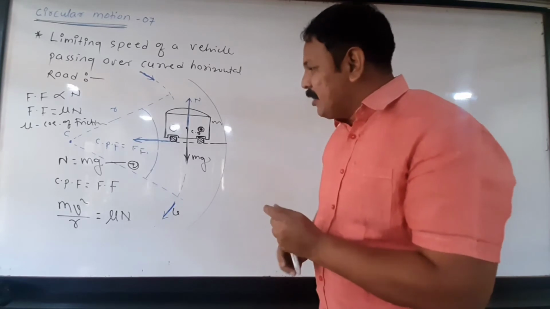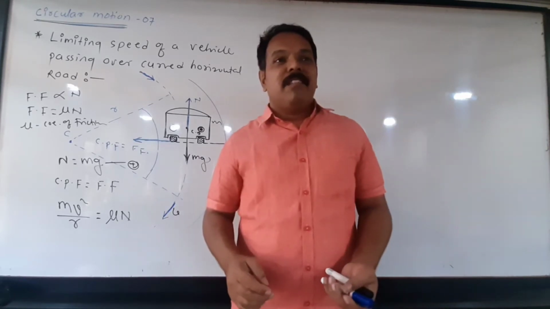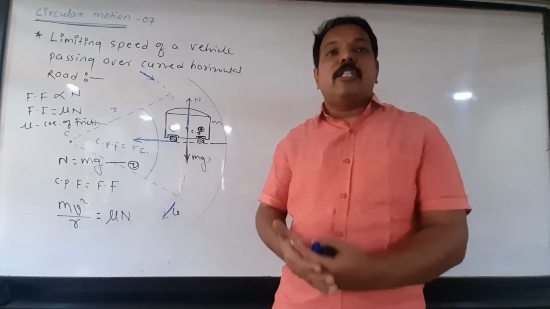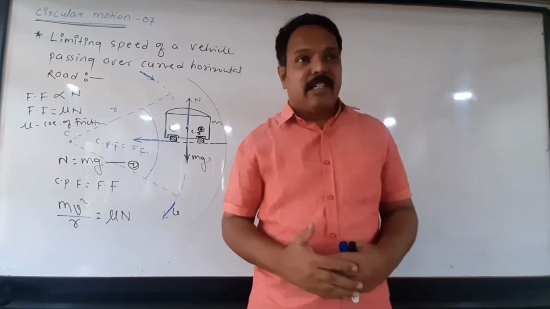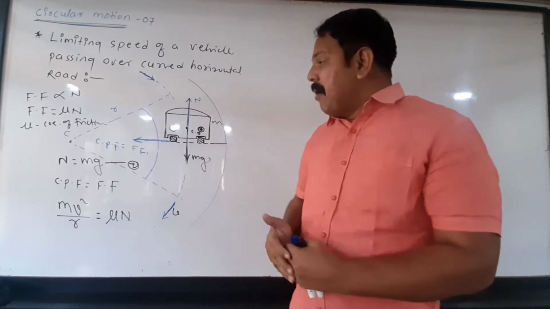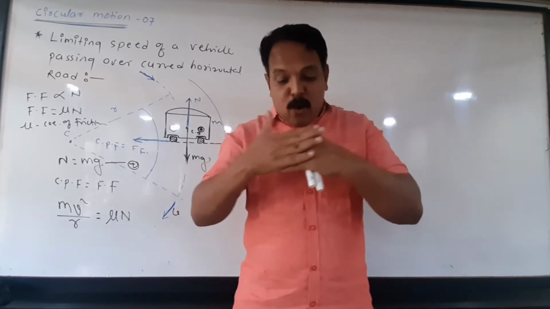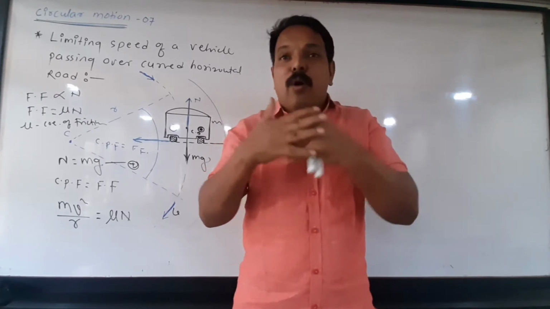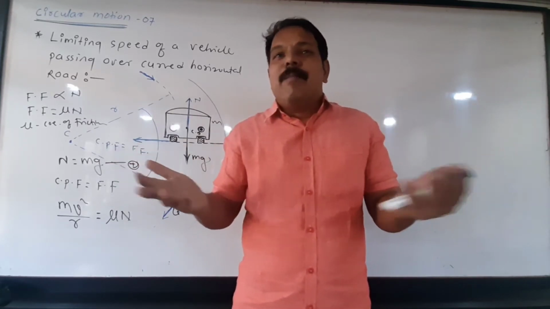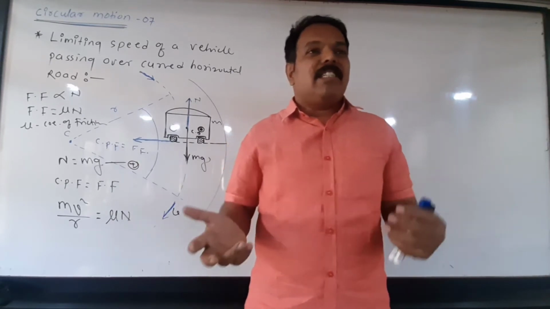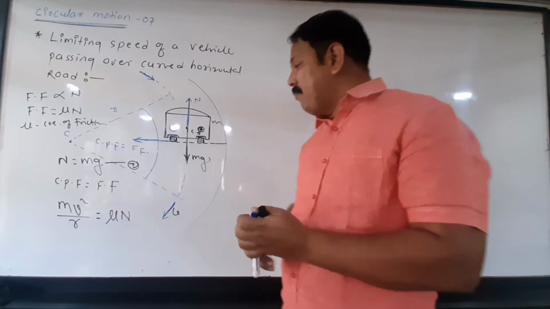So the question arises, what is the coefficient of friction? Remember that the coefficient of friction is the ratio of frictional force to normal reaction. Have you got it? If the road surface is rough, then mu is more, and if the road surface is smooth, then mu is less. If more friction is there, mu is large; if less friction is there, mu is small.